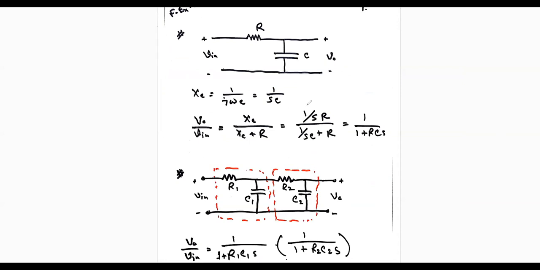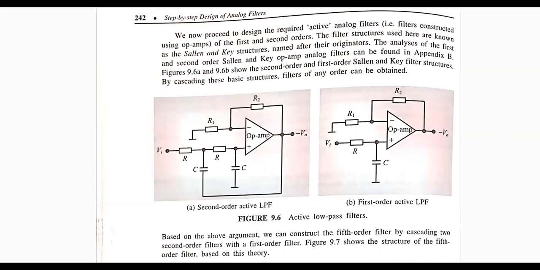So what is our topic? Moving to the extra page, our topic is how this topology works and why we are taking the Sallen-Key active filter. Why not the passive filter? It gives us the Butterworth filter, the advantage of the Butterworth filter.